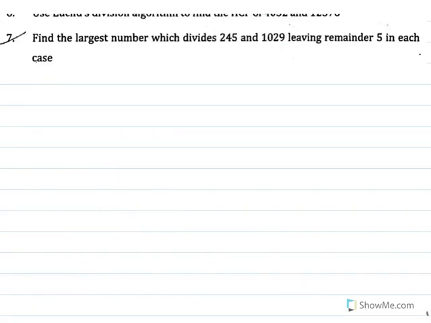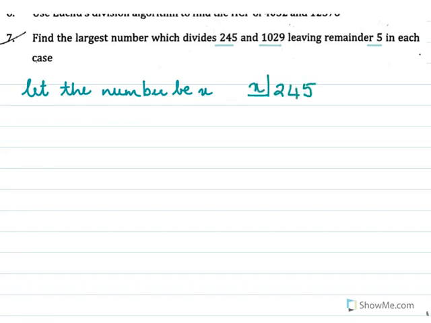Find the largest number which divides 245 and 1029, leaving remainder 5 in each case. Let me write this. So we say let the number be X. So that means when I divide 245 by X, I get a remainder of 5. And when I divide 1029, here they say leaves remainder 5. Divide by X, I get a remainder also 5.